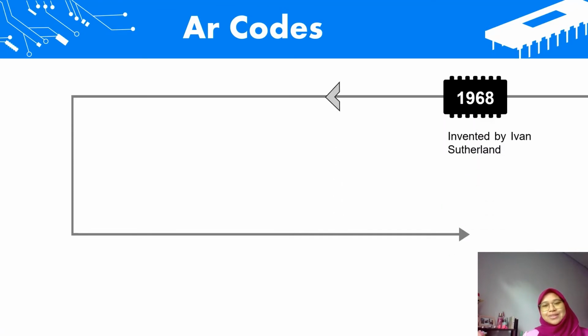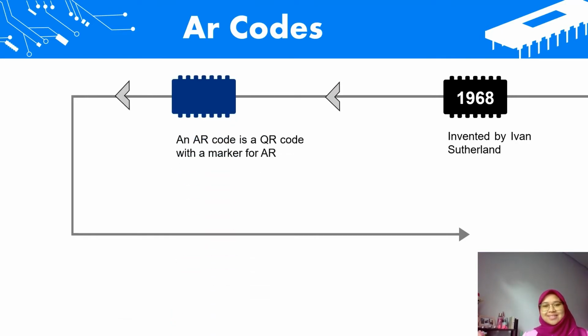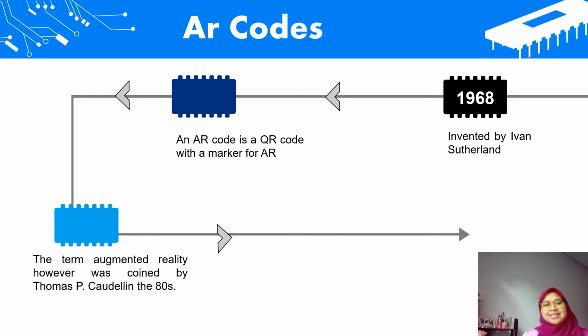AR codes in 1968, invented by Ivan Sutherland. Then, an AR code is a QR code with a marker of AR. The term augmented reality, however, was coined by Thomas P. Caudell in the 90s.